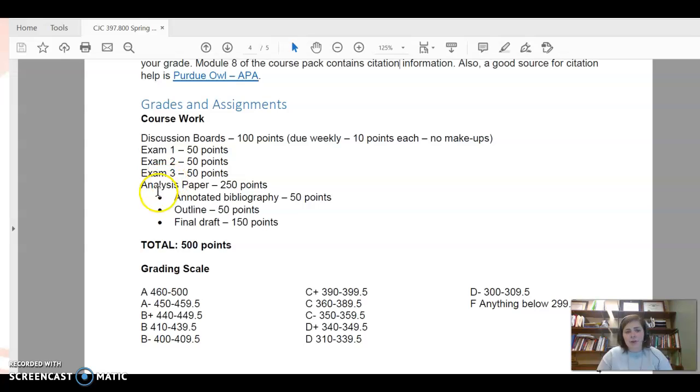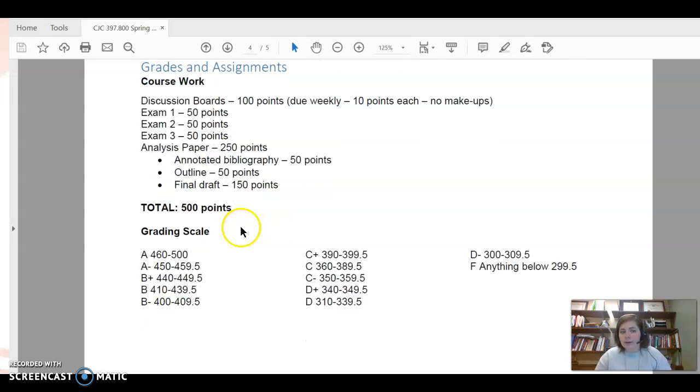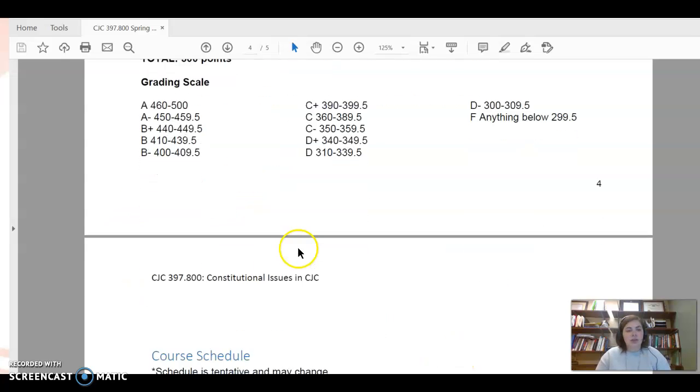And then half of your grade is going to be tied to this analysis paper. Okay, it's worth 250 points total, 50 of it being the bibliography, 50 points being an outline, and 150 points being that final draft. So it's really important to prioritize this paper and do a good job on it. It's half of your grade this semester. This is the grading scale I use right here.